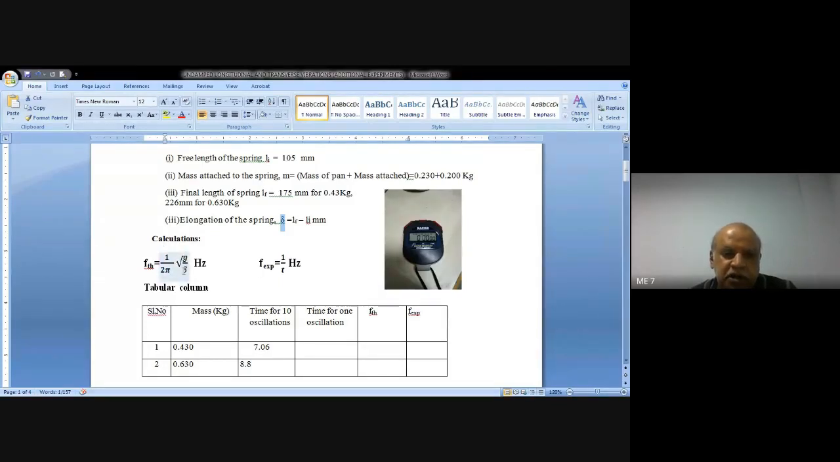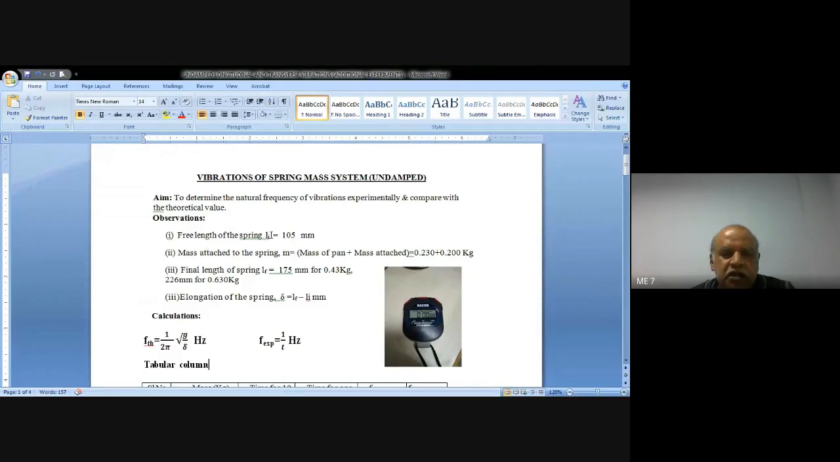Convert it into millimeter so that delta also will be in millimeter, or either way. Okay. Get me the value of theoretical frequency for a free length of 105 mm, final length with 0.43 kg load is 226 mm. Then you find out difference between them is delta, substitute in the equation and get me the theoretical frequency. So before that, note down the title of the experiment, that is vibration of spring mass system, undamped condition, or undamped free vibrations of spring mass system. We can take that way.